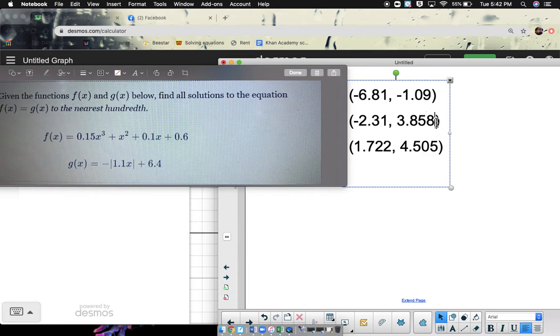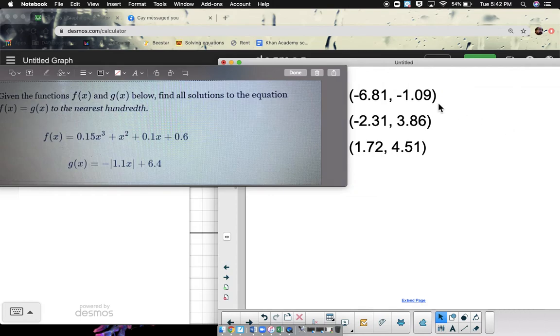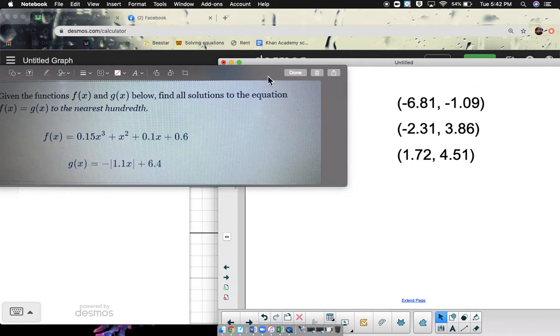Here we finally have some rounding. Our thousands place is an 8, so we round that to 6. Here we round to 2, and then here it's 5, so we're going to round this to 1. And now we have the 3 solutions that we would need for this problem right here.